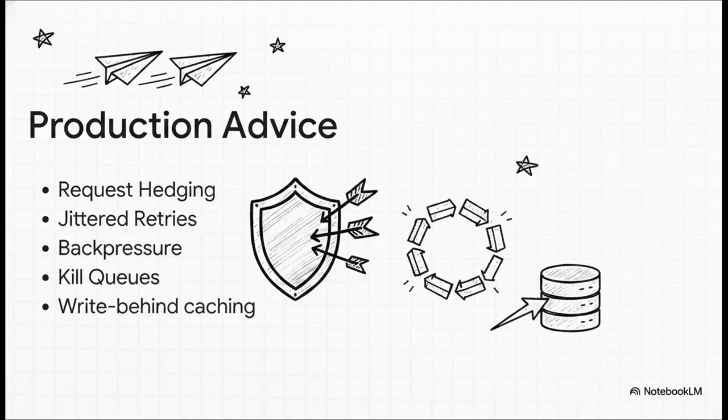Let's rapid-fire some hardcore production advice here. First, request hedging. If a query hits that p95 latency threshold, instantly fire off a duplicate request to another replica and just take whichever one comes back first. Second, use jittered retries to stop retry storms from taking down struggling downstream services. Third, enforce back pressure so you fail fast instead of just stretching out the latency. Fourth, kill your traditional unbounded queues. Seriously, look into high-performance patterns like the LMAX Disruptor that use ring buffers to completely eliminate write contention. And lastly, use write-behind caching to batch up your database writes. Every single one of these directly attacks variance.